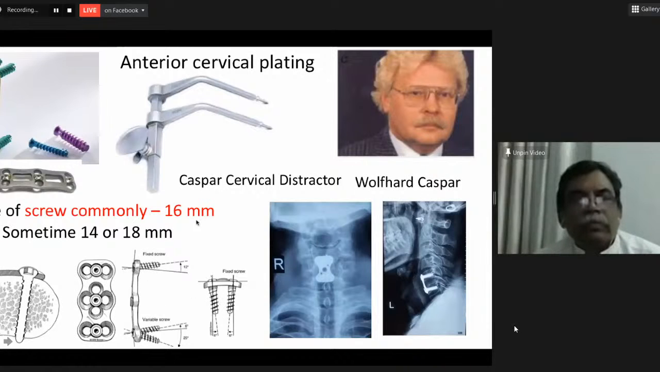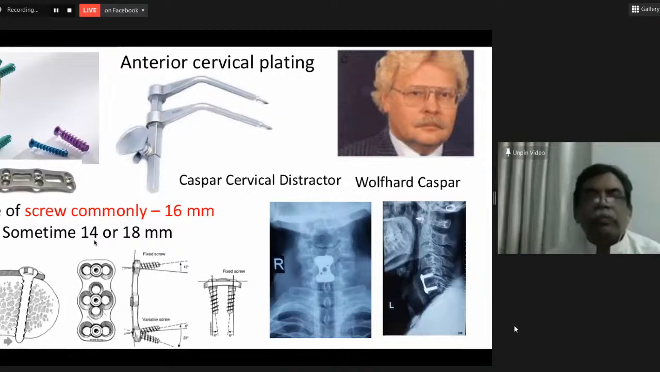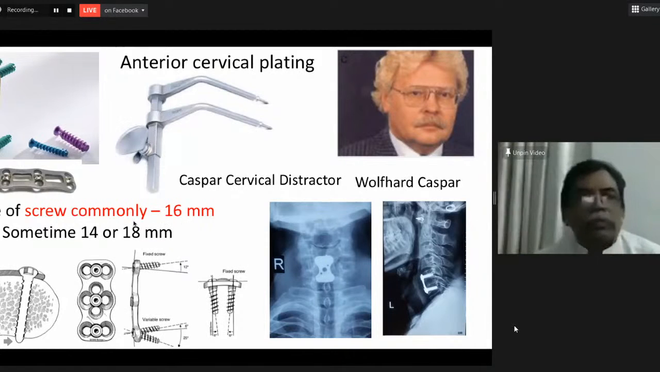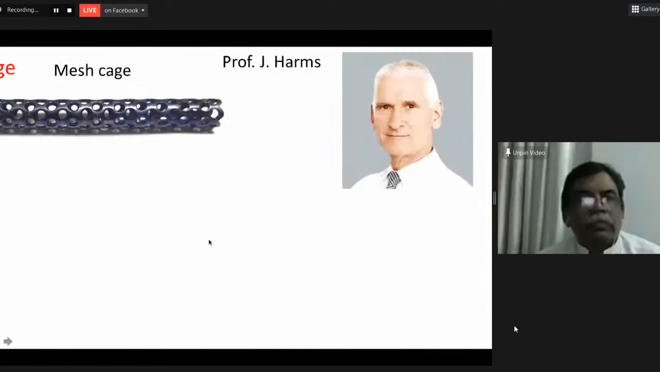And the common size screw which is used is 16 millimeters. Sometimes in a small stature patient, there may be 14, and in a larger patient, there may be use of an 18 millimeter screw. Now, the concept of the cage came to Professor Harms, and he devised first the mesh cage, which is quite routinely used nowadays.